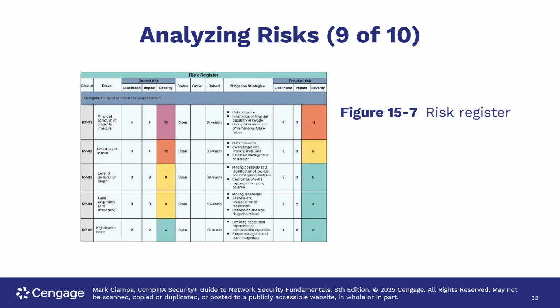So here you have a risk register. Take a minute and look at this and get a better understanding of it. So you have your financial risks: attraction of a project investor, availability of finance, level of demand of the project, land acquisition, and high insurance costs. Those are the different risks that were identified for this particular project. And you give it a number: likelihood, the impact, the severity. So you can see the likelihood times the impact equals the severity amount.